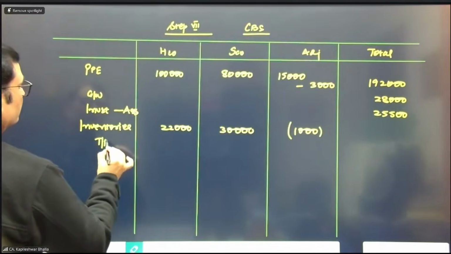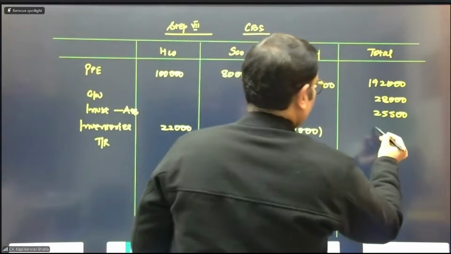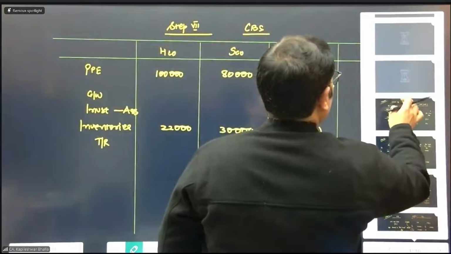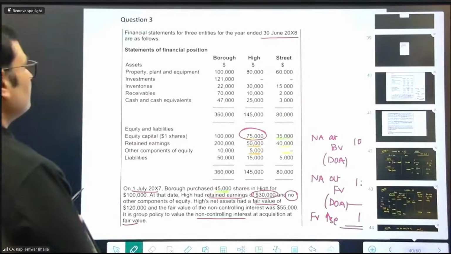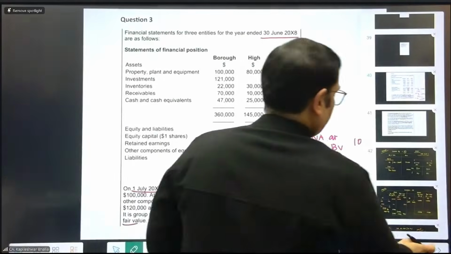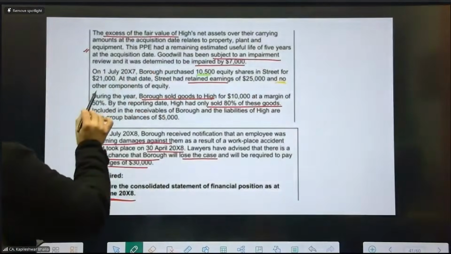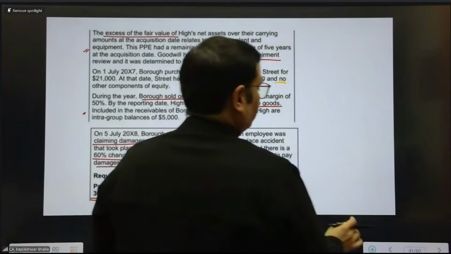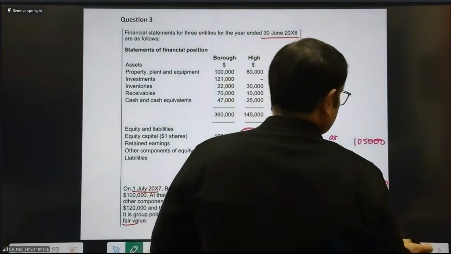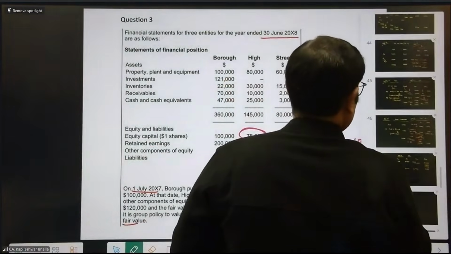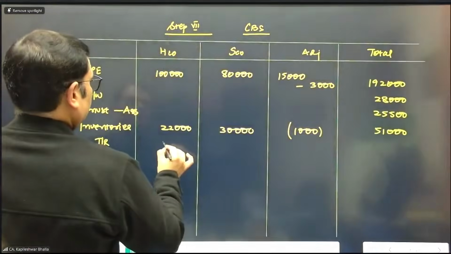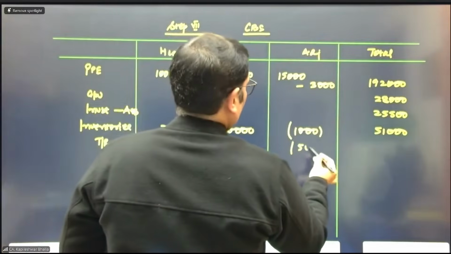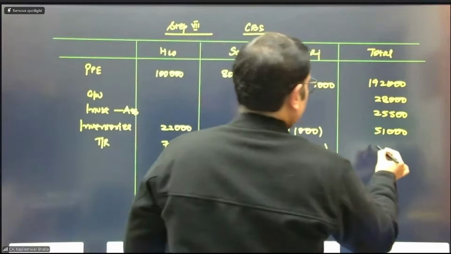Then there are trade receivables. I think there are some intercompany owings. In the trade receivables, we're also given that there is a 5,000 intercompany owing. So this is 70 and this is 10, and there is an intercompany owing that is 5. That makes it 75.